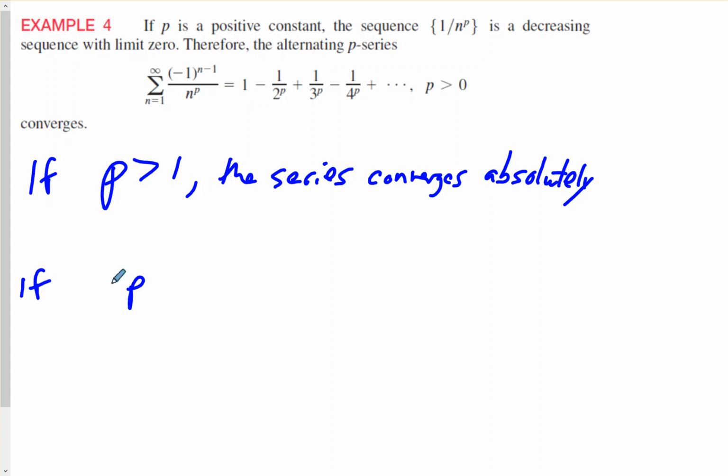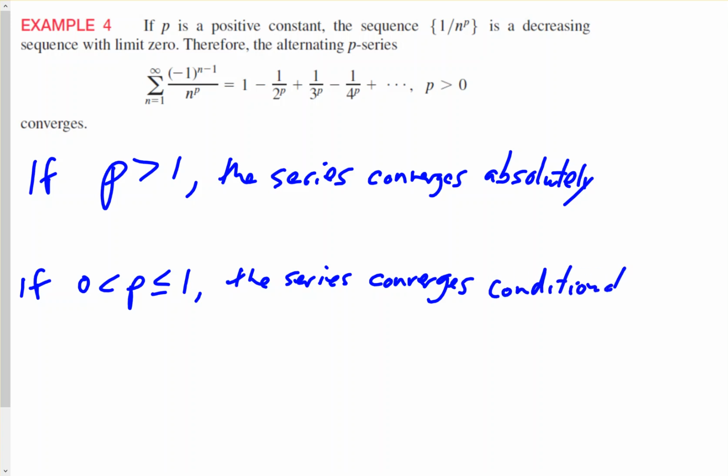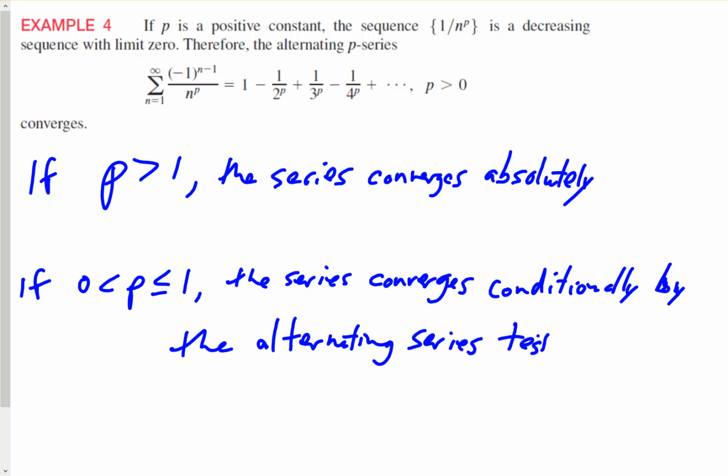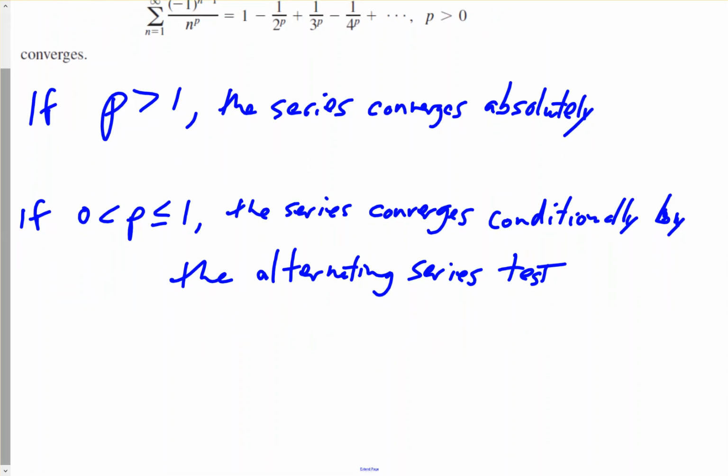If p is greater than 0 and less than or equal to 1, then we say the series converges conditionally by the alternating series test. Okay, so a couple examples with that.